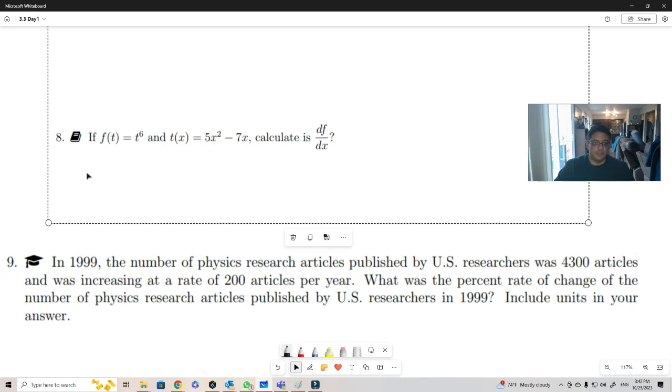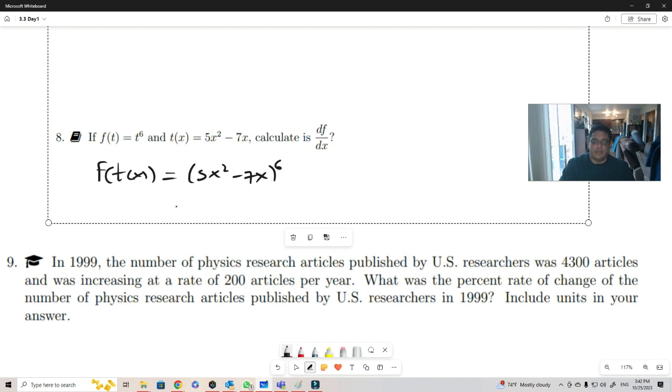Okay, for the next question, we have a chain rule that is really simple. We have f of t equals t to the 6. And t of x is given by this function. So we want to calculate the chain rule. So there are two ways of doing this. First, you can establish what is f of t of x, the composition. And this is just really (5x squared minus 7x) to the 6.